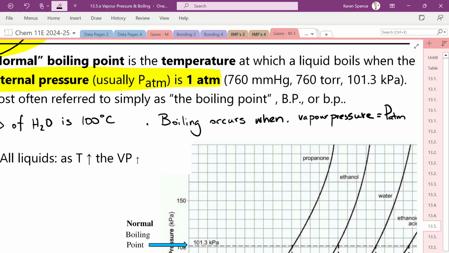Now, if you had a closed system and it were boiling, it would just go up and down in equilibrium, yes? But because the system is open, if you boil something, then it can escape out into the atmosphere. Does that make sense? Okay, cool.